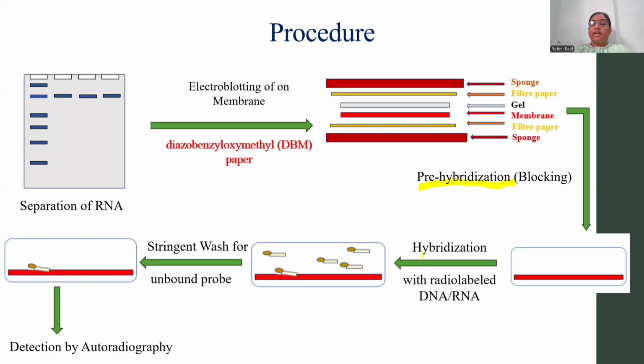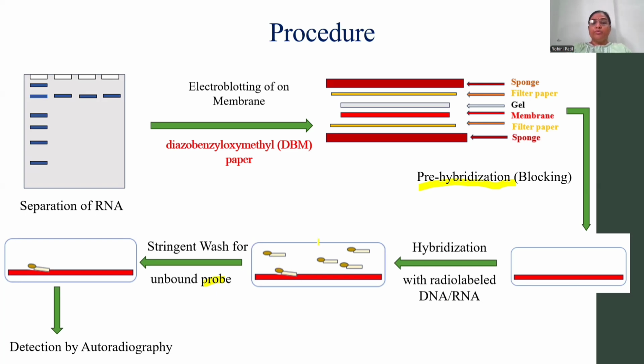Now, the next step is hybridization. After pre-hybridization, the hybridization is done. In the hybridization, you add radio-labeled DNA or RNA molecules. Nowadays, sometimes fluorescent labeled probes are used. This radio-labeled or fluorescent labeled DNA or RNA is the probe, and it is allowed to hybridize with the RNA. Wherever there is complementarity between the probe and the RNA, the probe is going to bind with the RNA.